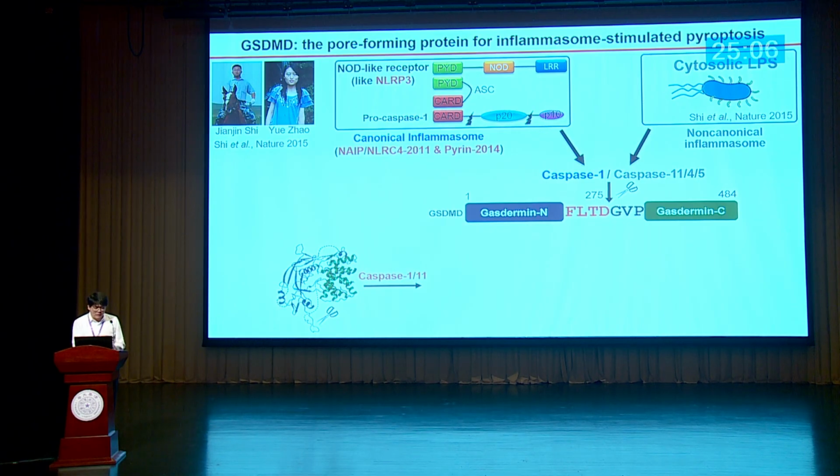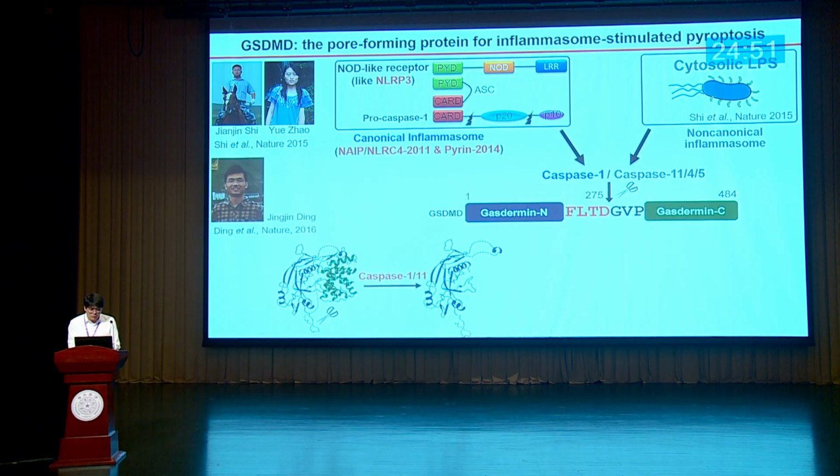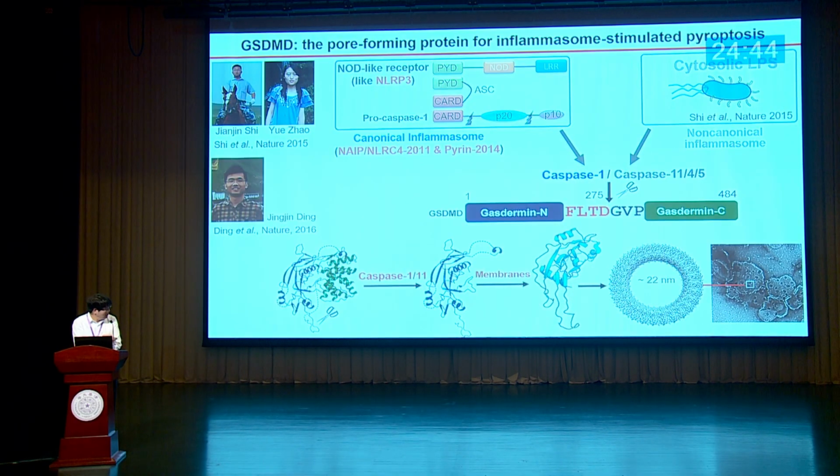Gasdermin D is a 500 amino acid residue protein with two domains staying in an auto-inhibited state. The inflammasome-activated caspase-1 or caspase-11 will cleave gasdermin D in the middle linker region, and that will liberate the N-terminal domain of gasdermin D. This N-terminal domain, when binding to membrane lipids, will undergo a dramatic conformational change and oligomerize into pores that get inserted into the membrane.